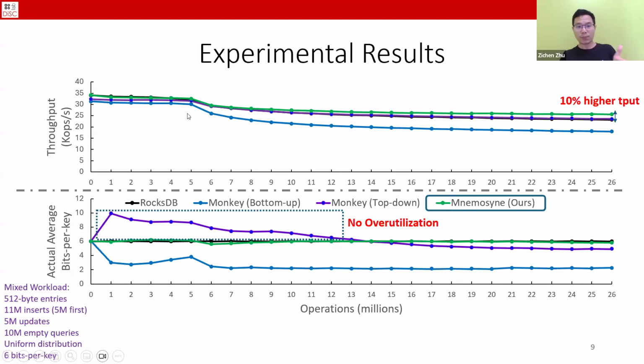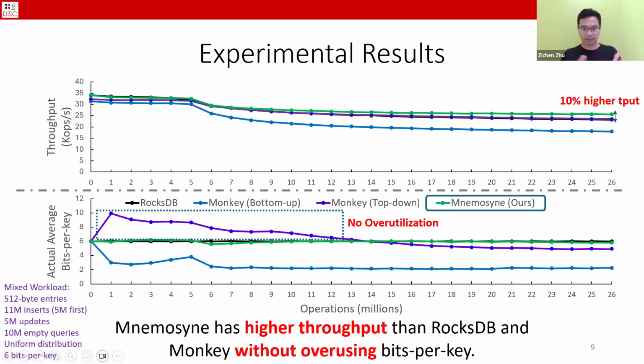And when there are more point lookups involved in the following operations, we see the green line shows higher throughput than other baselines. And at the same time, we also observe that the green line never overuses the user configured bits per key. So to summarize these 2 figures, Mnemosyne has higher throughput than RocksDB and Monkey without overusing the bits per key.